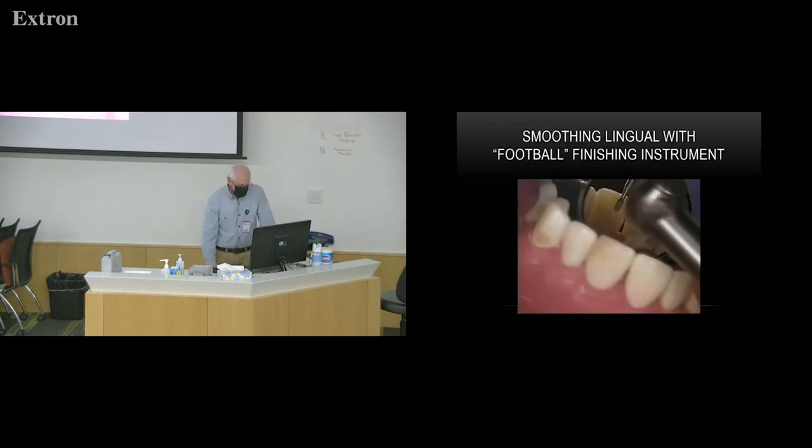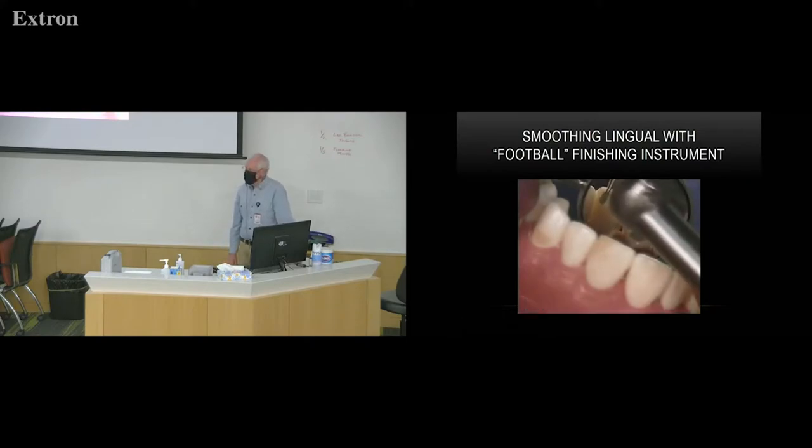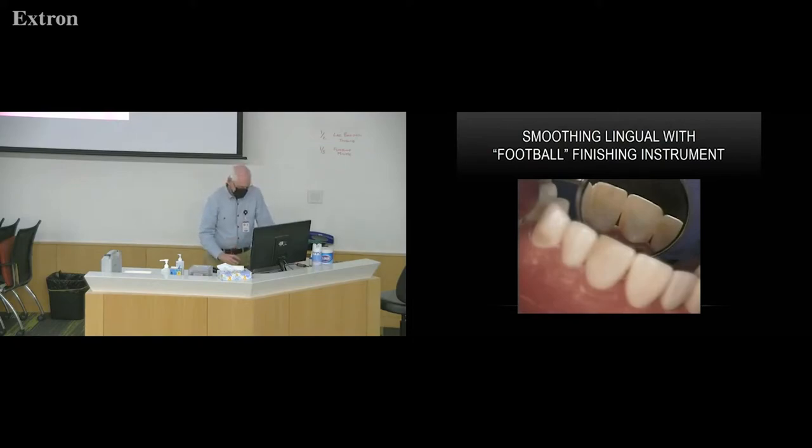Okay, so what are we going to use on the lingual? Well, what did you use for a class three? It's a concave surface, so you're going to use a convex instrument like a football. So we're going to start smoothing on the lingual. And this is a good time to take some articulating paper and check the bite so you know how much to take off. So a football on the lingual, it can be a diamond or it can be a 12-bladed carbide.